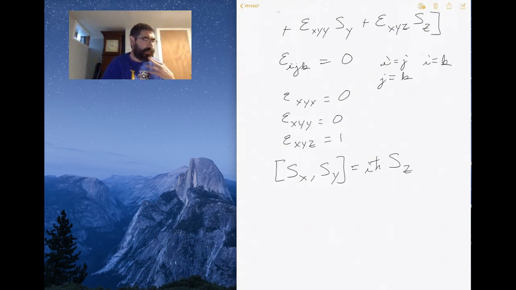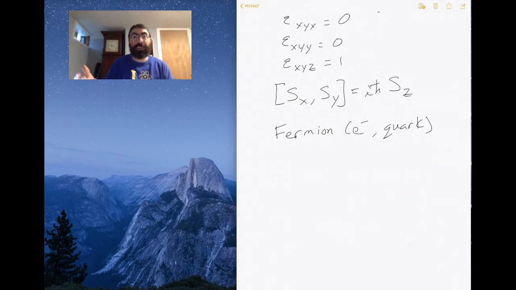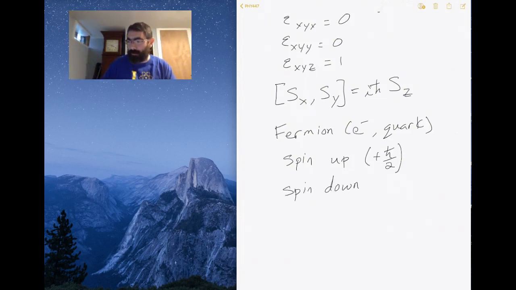So if we now just consider the case of a fundamental fermion, like an electron or a quark, then there are two possibilities for the spin. You're going to have spin up, basically positive ħ over 2 eigenvalue, or spin down, negative ħ over 2 eigenvalue. So we've got these two eigenvalues.